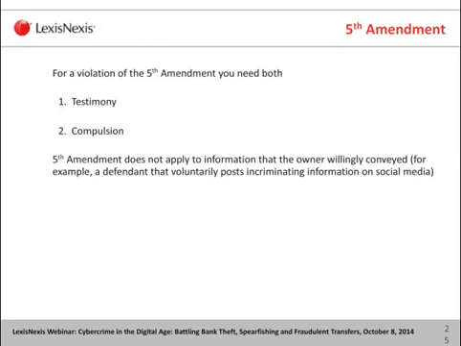Thaddeus, can I jump in for a second? Sure. Real quick, before you jump over to that, we have a quick question that seems worth addressing now. Does a Trojan Horse warrant apply to a work computer?